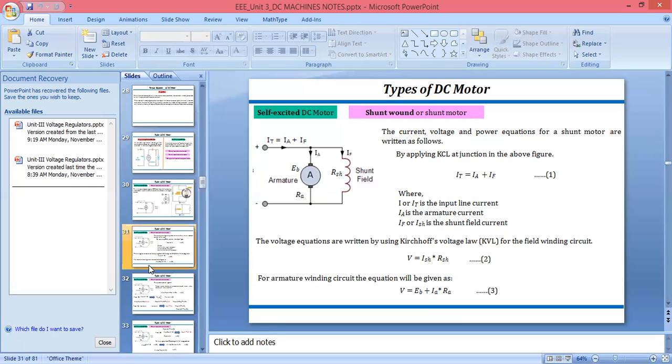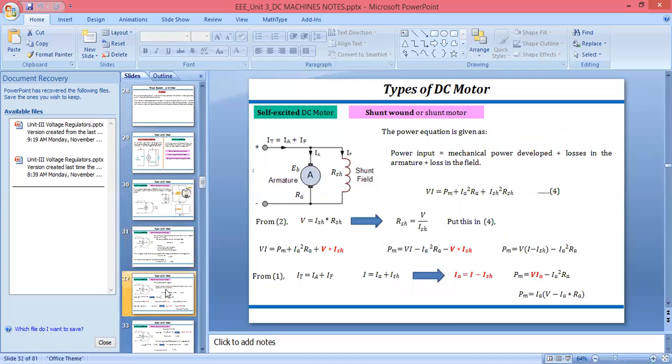So you can see here again what will happen. I have written the same equation again. You can see here. Now what are we supposed to do?